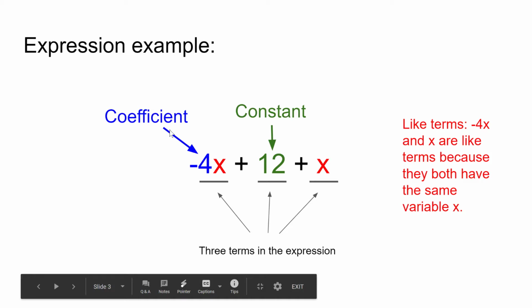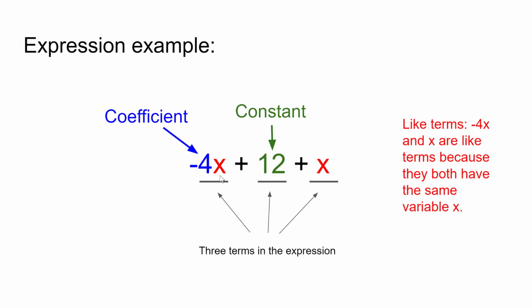Next, we have a coefficient. Coefficient is, like we said before, the number that is being multiplied with a variable. So in this particular term, the coefficient is -4. X is not part of the coefficient. Okay, the coefficient is just the number that is being multiplied with the variable. So the coefficient is the -4. It's not -4x, it's just -4.